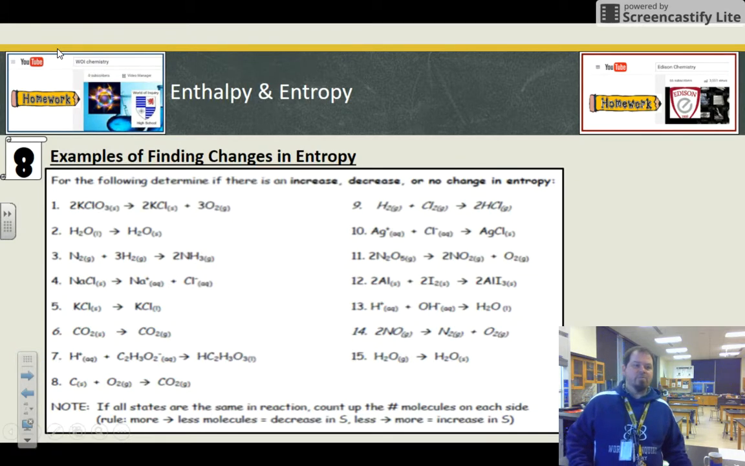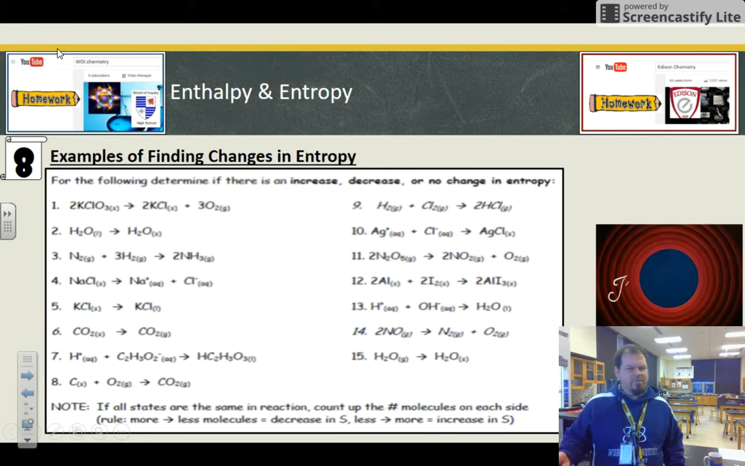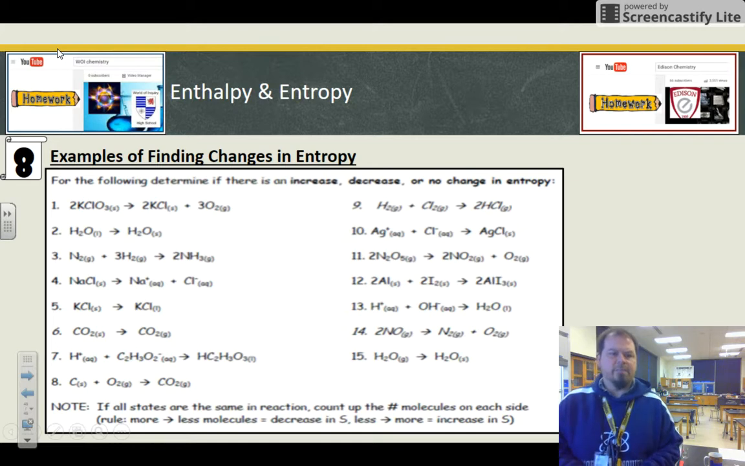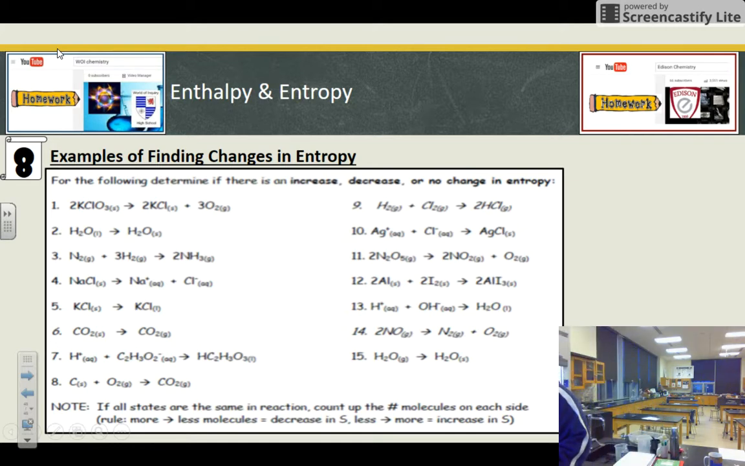So we have some examples we can do, and I think we've probably done four examples. Yep. So let me just go through the examples and we'll talk about it. And this is all going to be based on phase. So first one, I have a solid going to a solid and a gas. Well, one thing going to two things is increasing randomness, and then this gas here means I'm increasing my randomness, or my entropy.